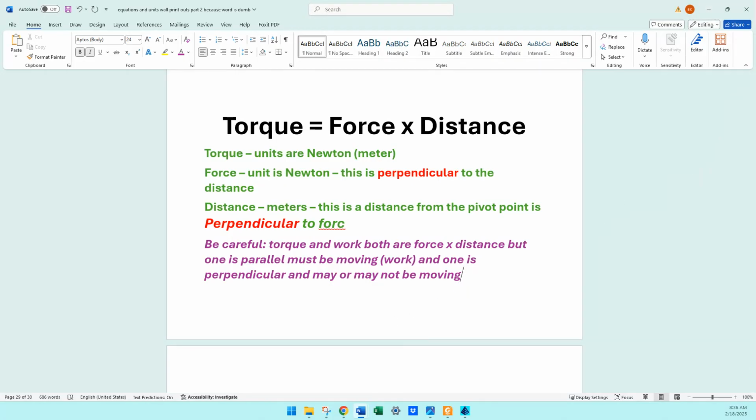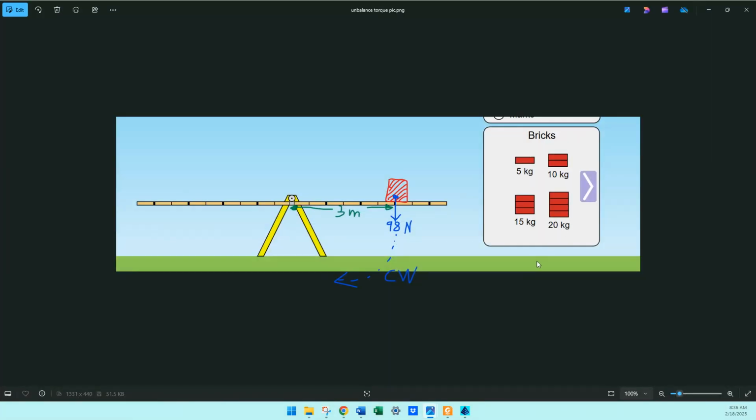So I have a couple of examples to show you here, as soon as I can find them. Here would be an example of what we're talking about. We would have a force of 9.8 newtons downwards. It would be a distance. Notice how this distance and this force are perpendicular to each other. So it would have a distance of 3.